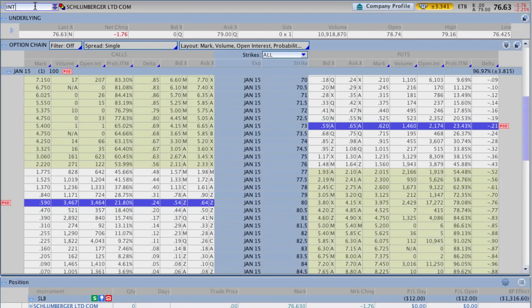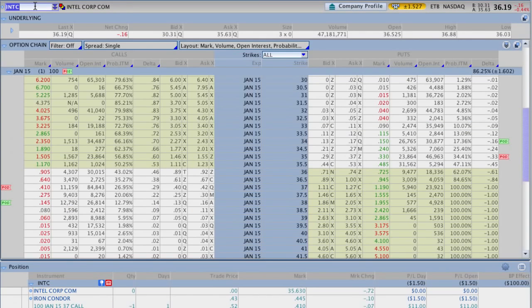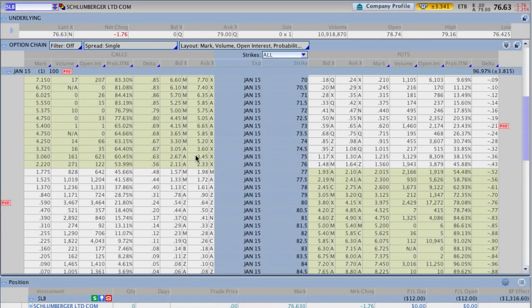The other one that we want to look at is Intel. And you can see with Intel, I'm sorry, let me just go back real quick. I know I'm jumping back and forth.